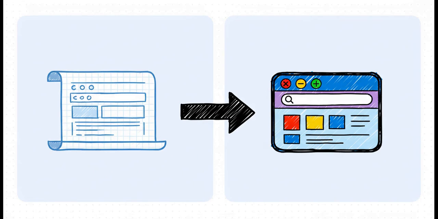Now, the difference here is simple, but it's so important. The class is the blueprint. It's the design doc. It defines what a browser is and what it can do. Then you've got the object. That's the actual thing you build from that plan, like the specific Chrome browser running on your computer right now.